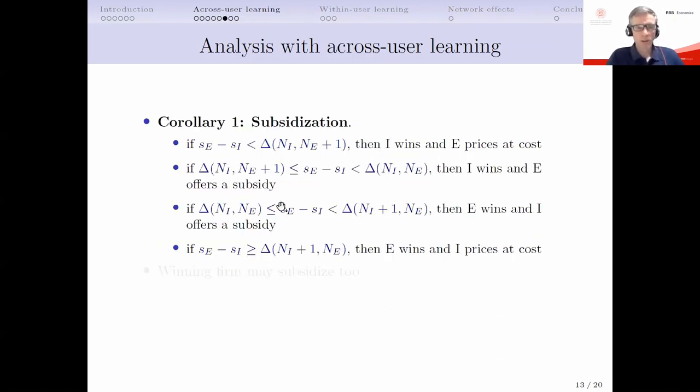Okay, one more property of this equilibrium is the subsidization. Even in the range where I is winning and E is losing, so in this range where SE minus SI is less than the cutoff, E is offering a subsidy. And E offers a subsidy because if it were to win, then next period it would become the winning firm and would get positive profit, right? So even though it loses, and in equilibrium it always loses, along that losing path it could still be offering a subsidy.